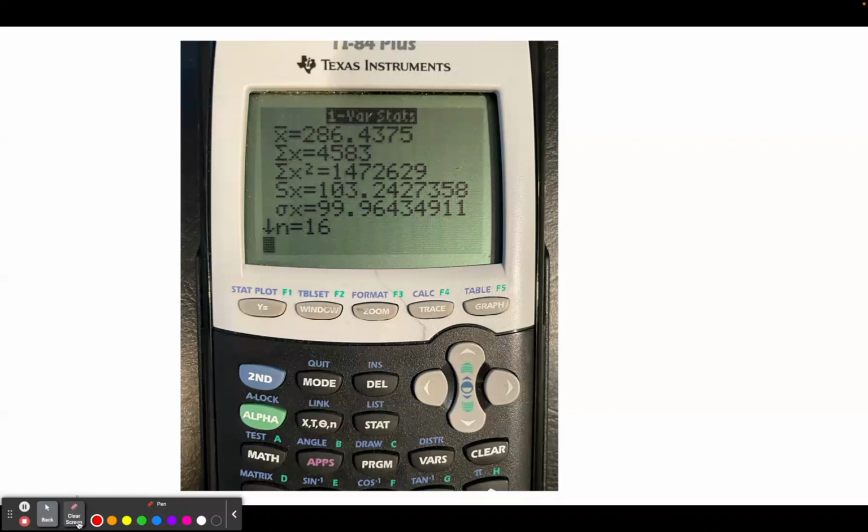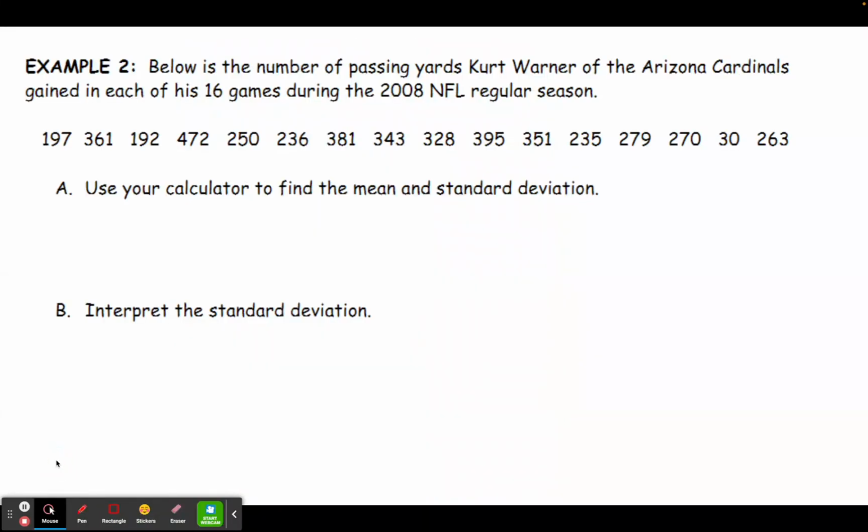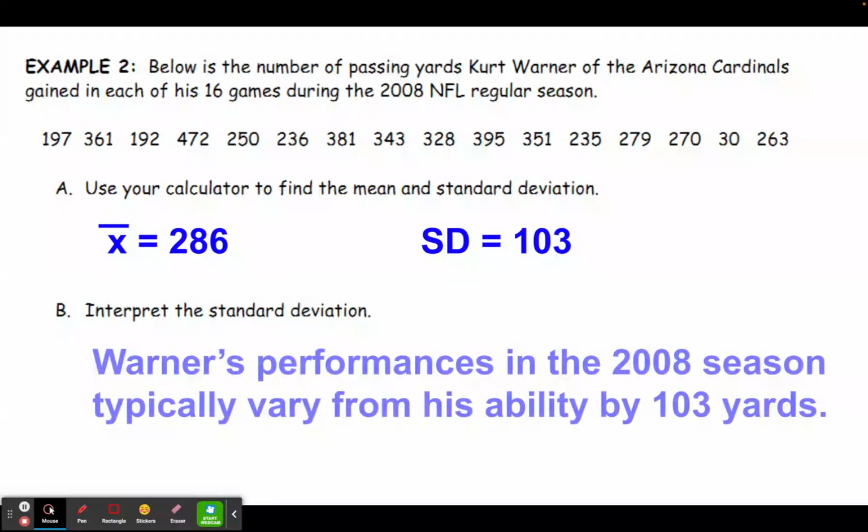But the one variable stats function will do the standard deviation for you just the same way that you would do the mean and everything else. There's no difference in this key sequence that you would need to push. So let's say the mean in this case is 286. Remember, we use X bar as the symbol for the mean. Standard deviation is 103. How we would interpret that standard deviation is to say that Warner's performances in the 2008 season typically vary from his ability by 103 yards.